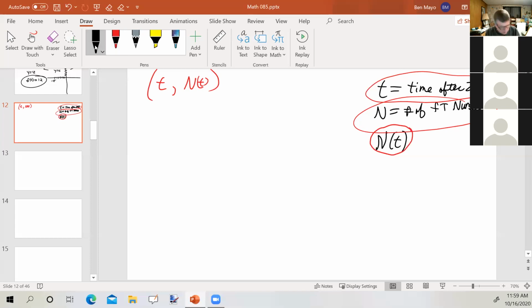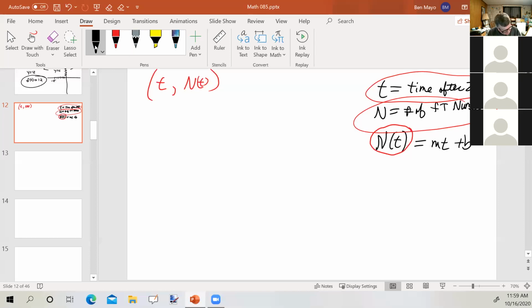Now let's go back and read the problem again. The demand for full-time registered nurses in the United States can be modeled by a linear function. So it's going to be N of T equals MT plus B. M is the slope, B is the y-intercept, or technically the N-intercept, if you will.